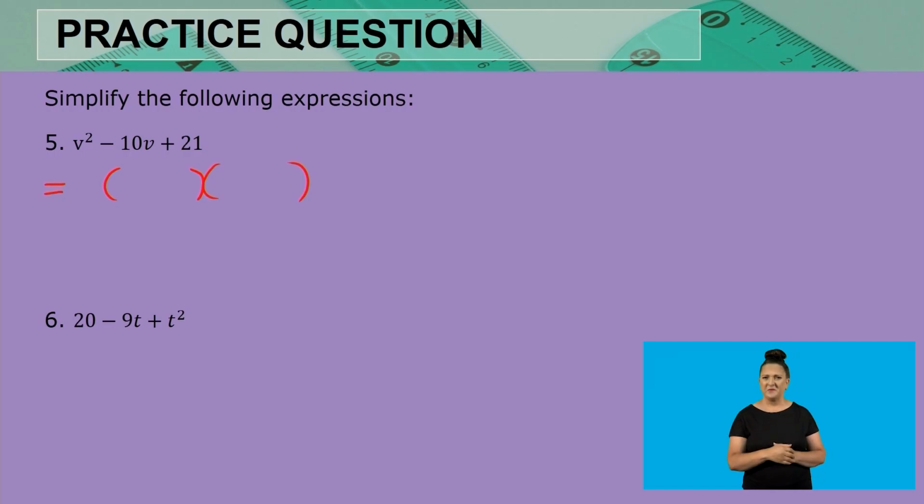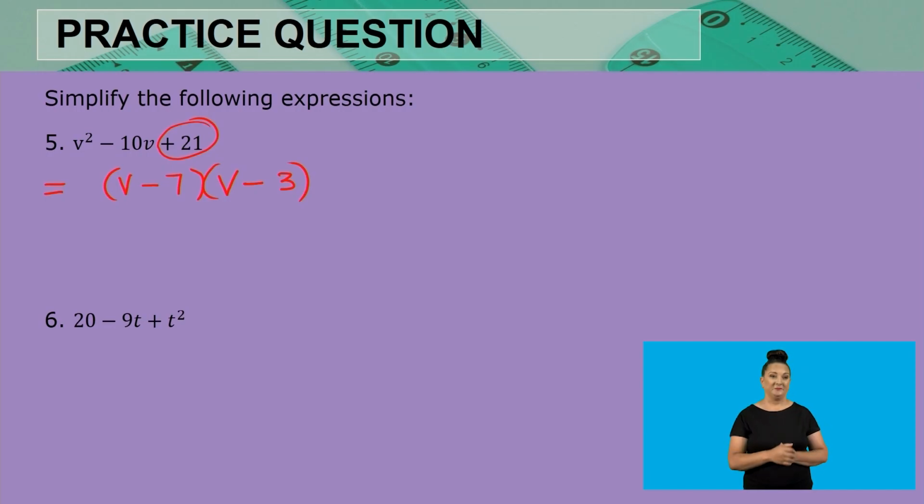Now our variable here is the v. So we are going to have v in each bracket, and then we are going to look for the factors of a positive 21 so that they can give us that negative 10. So can you think of the factors of a positive 21 that are going to give us that negative 10 when we add them? If you are thinking of a minus 7 and a minus 3, then you are absolutely correct, because minus 7 minus 3 will give us a minus 10.